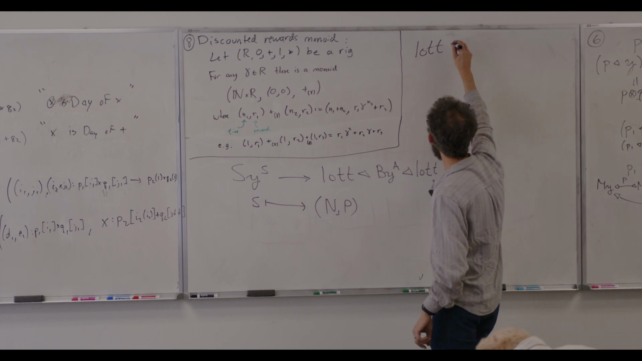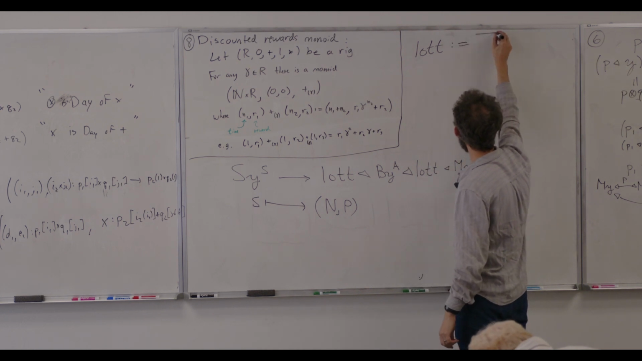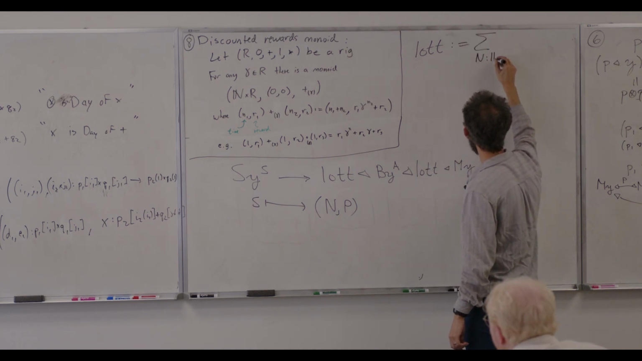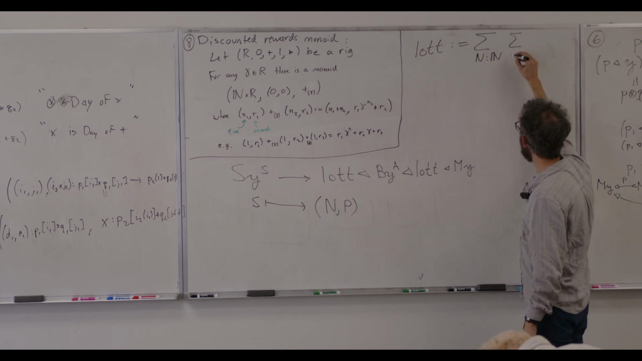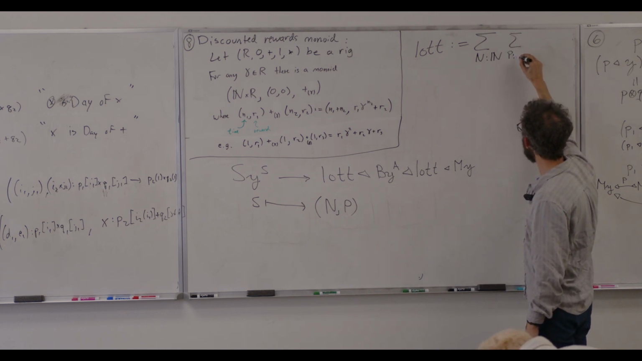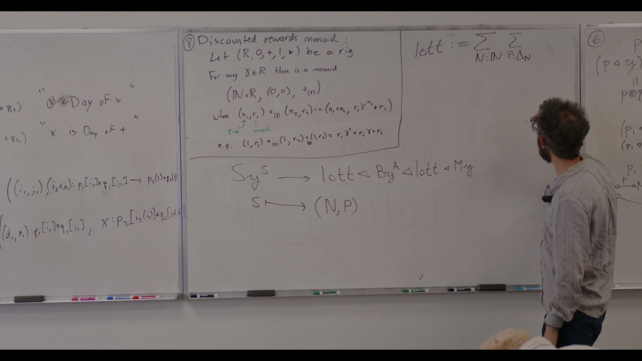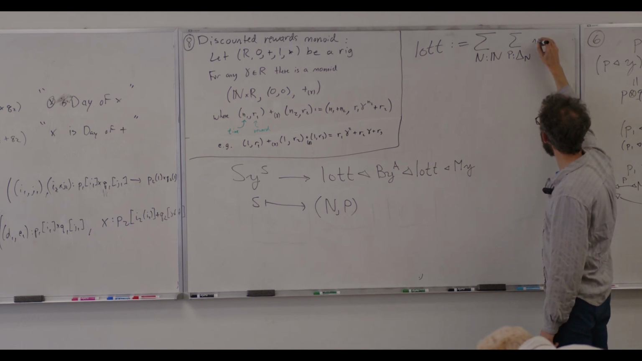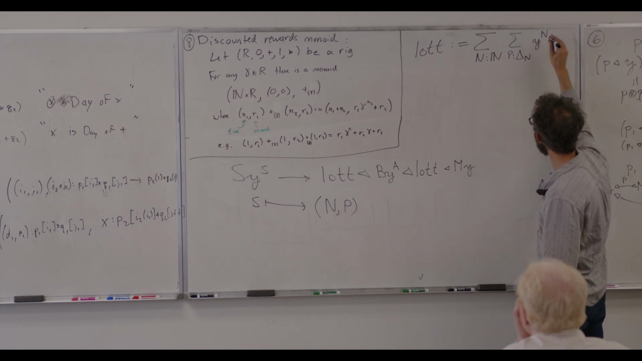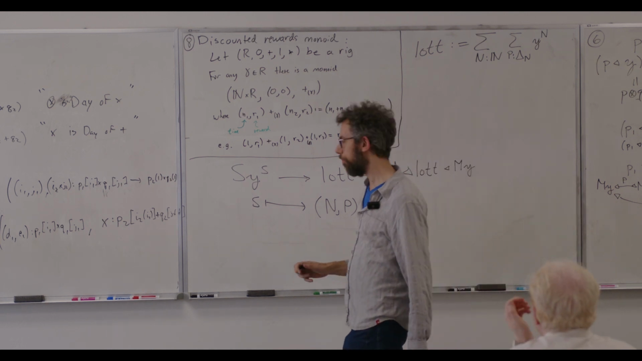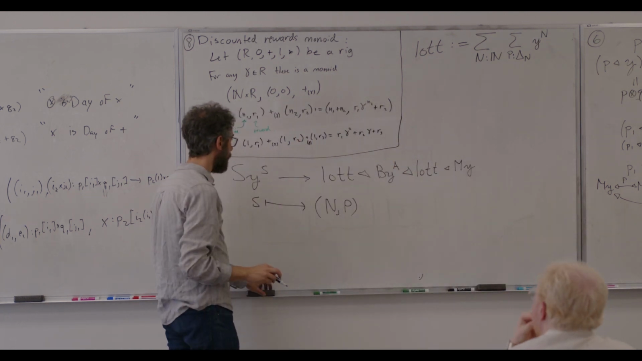Soon we're going to talk about monads, and lot is a monad. But what is the carrier of this monad? You pick a number of tickets. You pick a probability distribution on those tickets. And then someone returns to you one of the tickets.